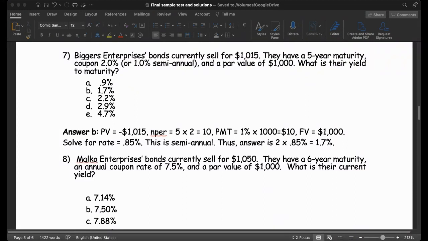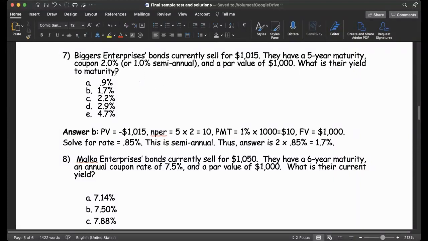Okay, let's come to question 7. Biggers Enterprises bonds currently sell for 1,015. They have a 5-year maturity, coupon 2.0% or 1.0% semi-annual, a par value of 1,000. What is their yield to maturity?